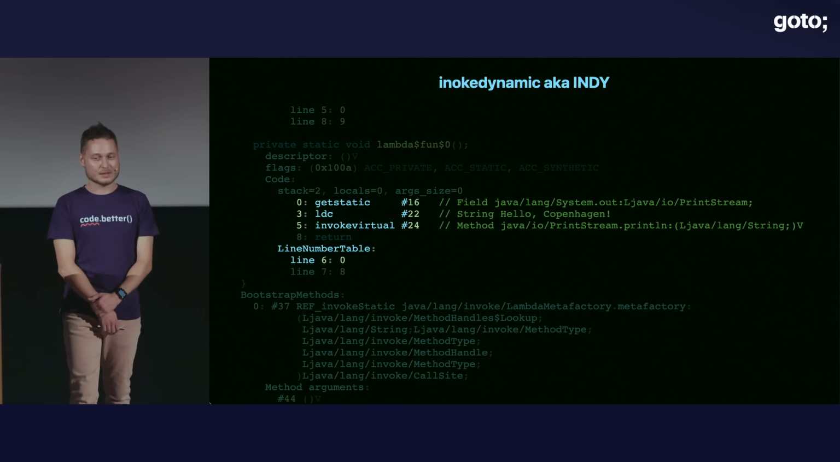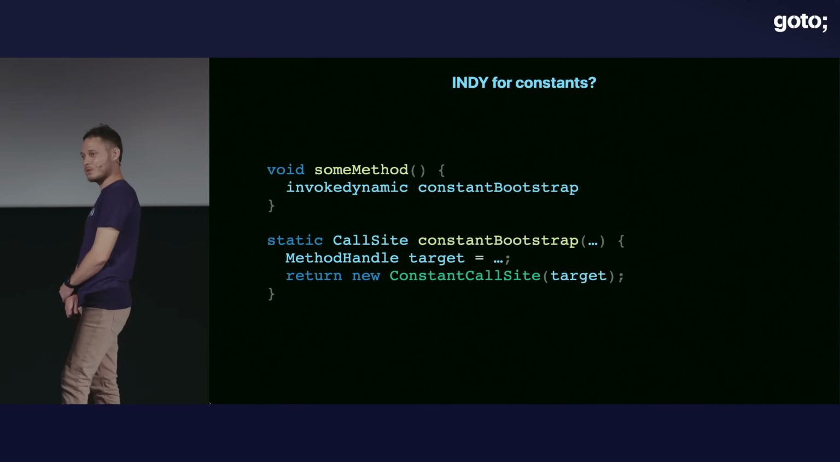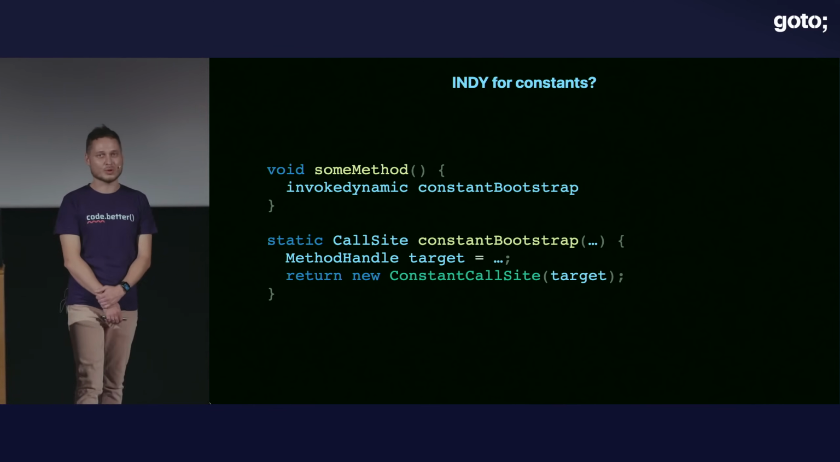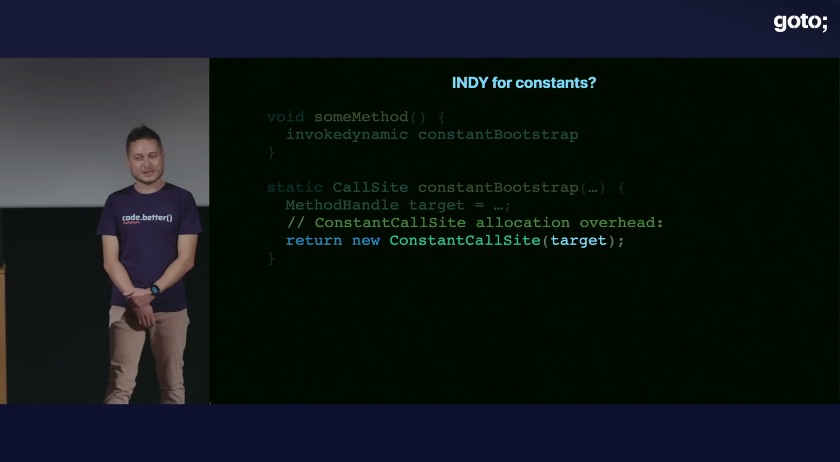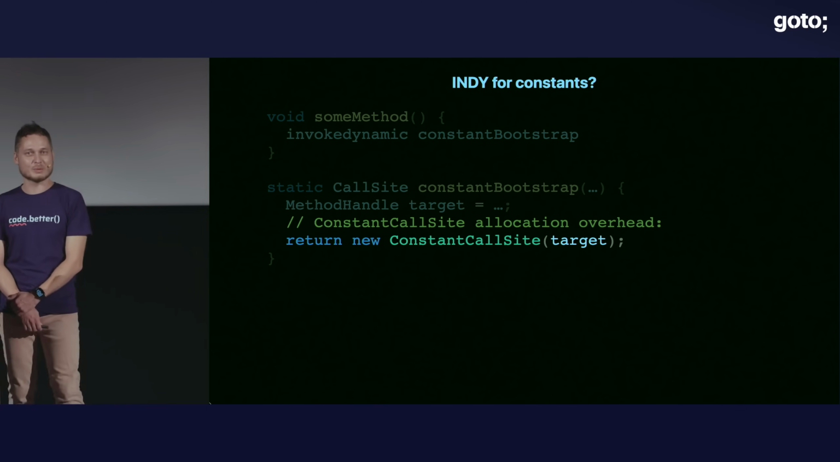This is nice, this is quite performant, but what is going to happen if we try to use invokedynamic for constants? Well, there is an allocation overhead. We should hold a call site in memory.